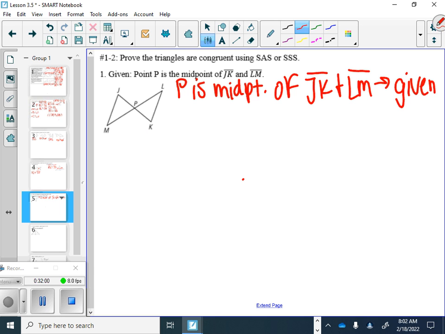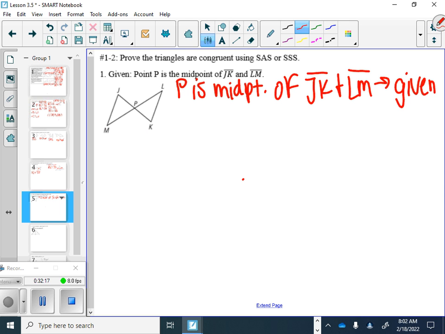Always write down your givens. Sometimes there can be multiple givens. But always write down what you're given first. So I was told P is the midpoint of JK and LM. How do I know that? I was given that.